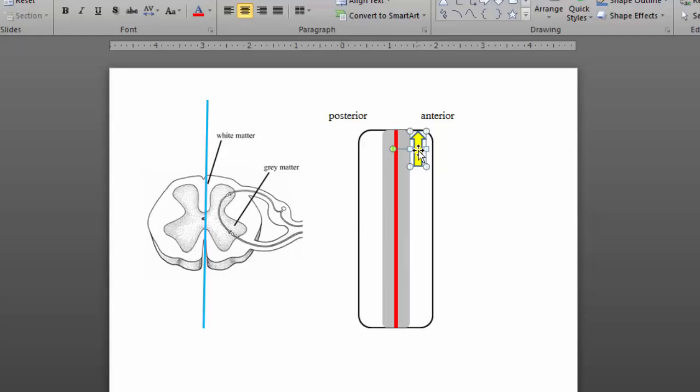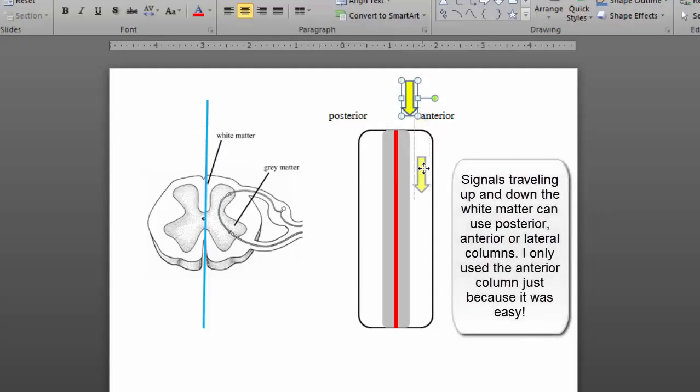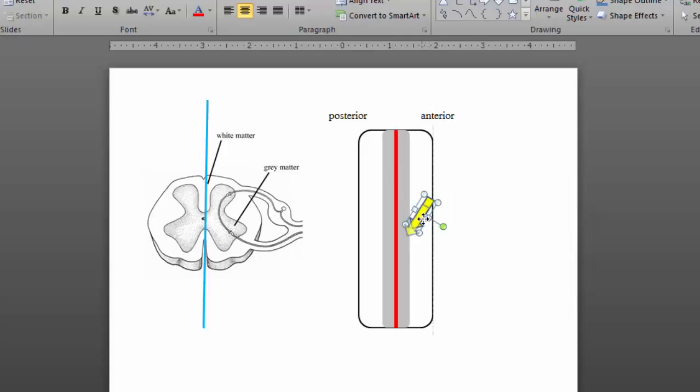Right? But now let's take a look at what if we want to send a motor command out, right? So if we want to send a motor command out to a muscle using the spinal cord, that signal will start up in the brain. Right? And to get down the spinal cord, it has to travel through the white matter, through a descending tract of the white matter. Okay? And in order to leave the spinal cord, it has to go from a descending tract of the white matter over to an anterior horn of gray matter where it will be processed, and then it can be sent out the spinal cord via spinal nerve. So hopefully that kind of helps a little bit.